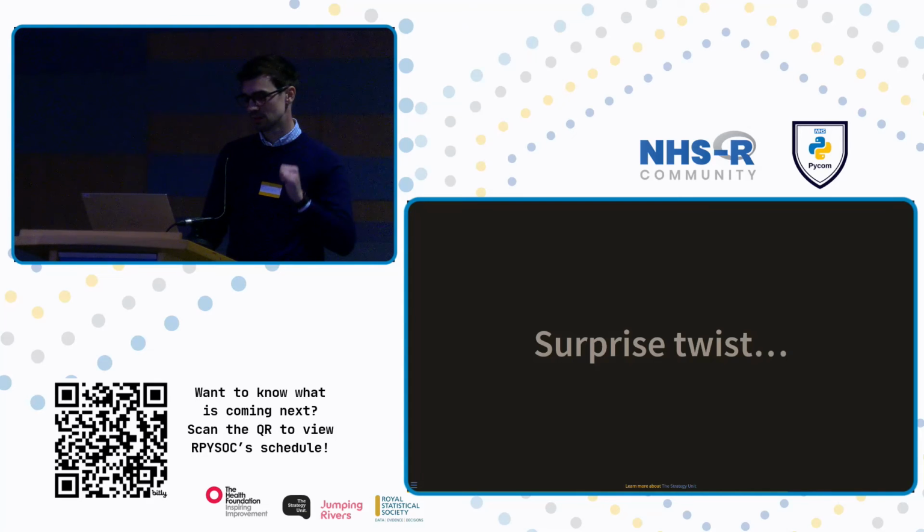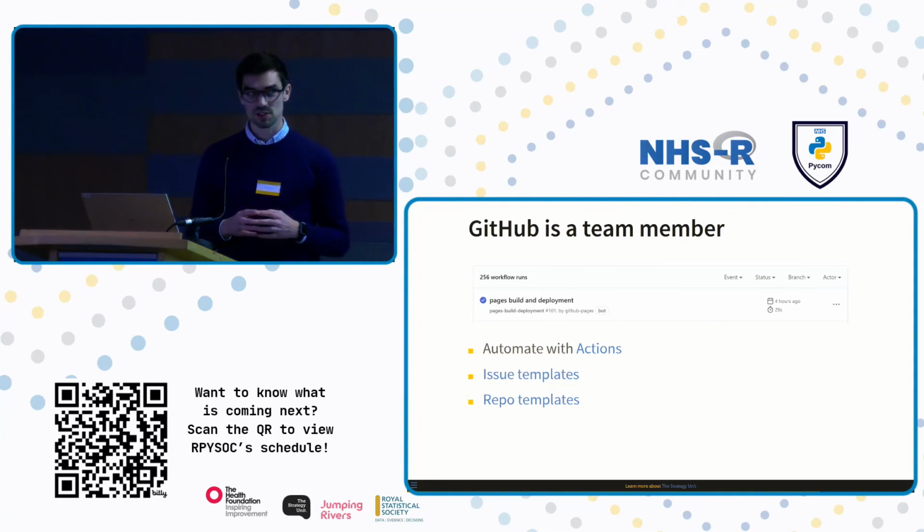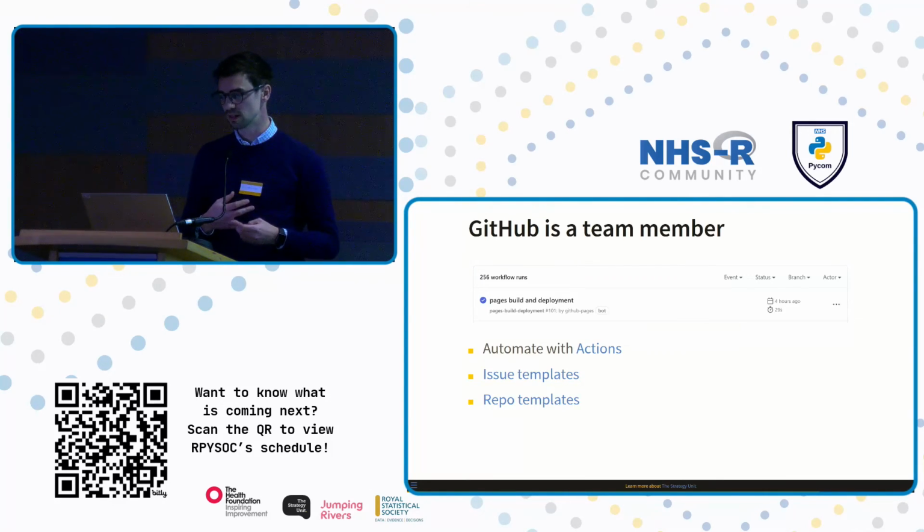Surprise twist. Turns out that we're not all human on the team. GitHub itself is a team member. That's through things like automating with GitHub Actions, being able to write little recipes, little scripts, that when there's a push, or some kind of action within GitHub, we can force something else to happen. In this case, a push was made to the repository, and a GitHub Action was run to build a website and deploy it with GitHub Pages.